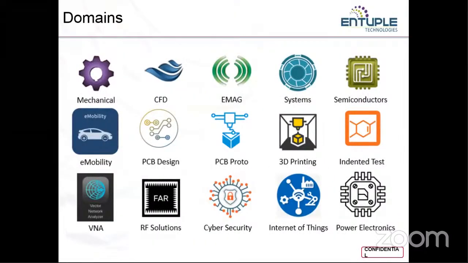So these are the domains in which we work: mechanical, computational fluid dynamics, electromagnetics, systems, semiconductors, e-mobility, PCB design and prototyping, 3D printing, test and measurement, vector network analyzers, RF solutions, cyber security, Internet of Things, and power electronics. And we have our own anechoic chamber for RF antenna design, fabrication, and testing at Ahmedabad. In case anybody is interested or wants to use our facility, you are most welcome. But please raise a request well in advance, because it might be blocked by other researchers for research activities. So if you want to make use of our facility, you can definitely let us know so we can help you out.